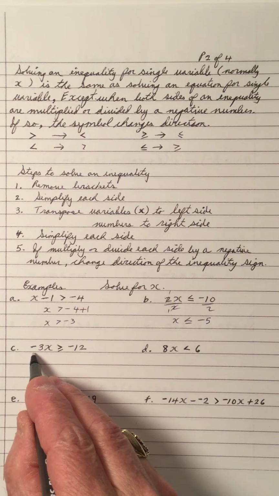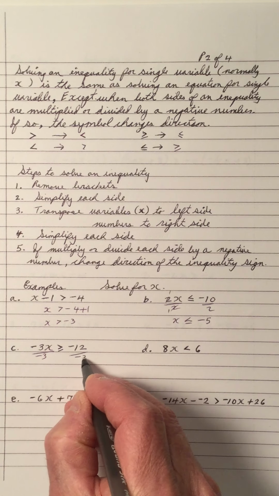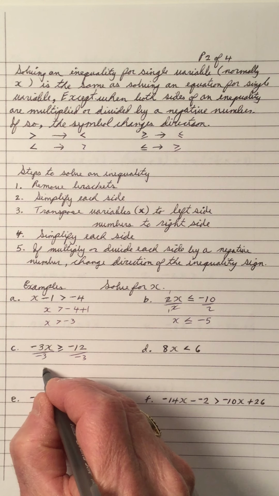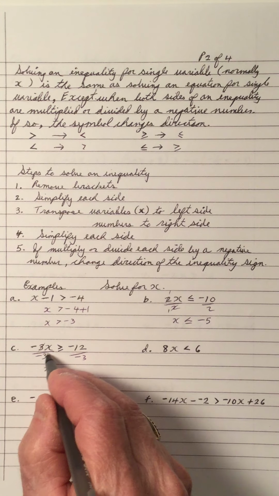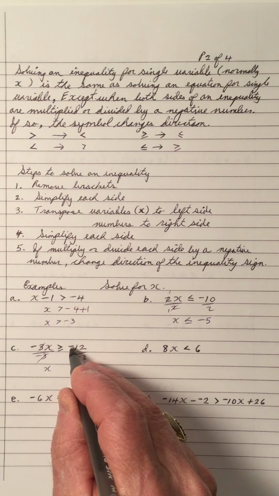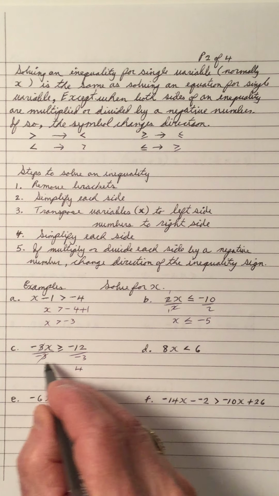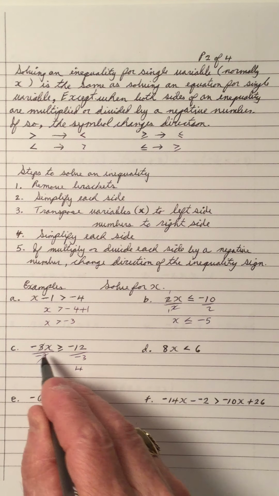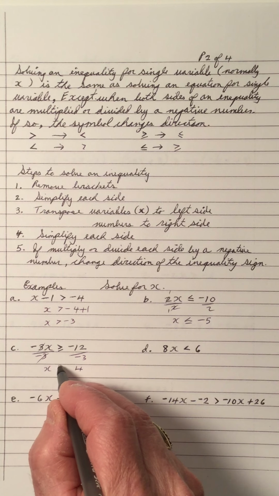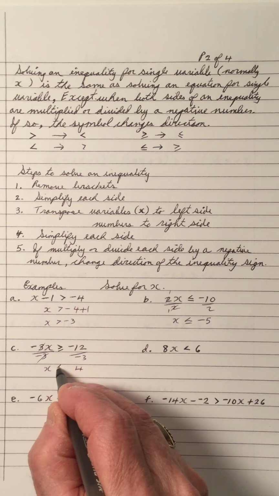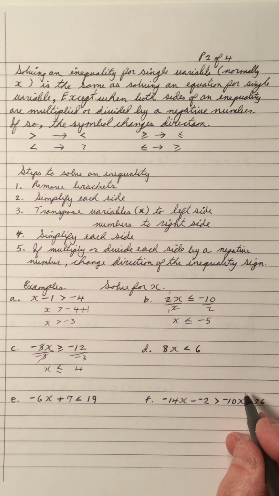C. I have x's on the left, okay. Numbers on the right, okay. No variables or numbers to transpose, so I'll divide both sides by negative 3. And negative 3 divided by negative 3 is a 1. 1 is understood, they cancel out. And negative divided by a negative is a positive. 12 divided by 3 is 4. But when you divide or multiply by a negative number, it changes direction. So greater than becomes less than or equal to.